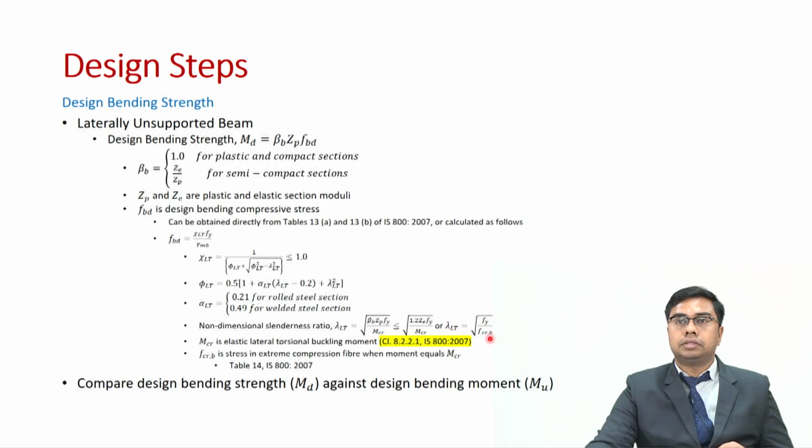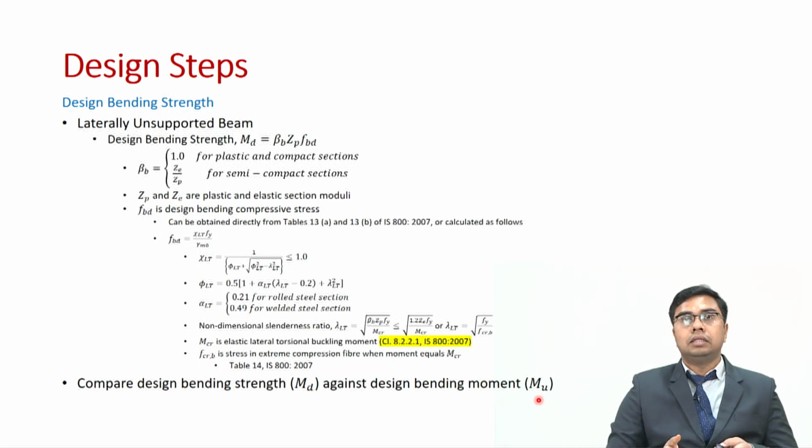And then all these depend on Mcr or fcrb, which are provided in Table 14 of IS 800:2007. I hope most of you are already familiar with this design step of a laterally unsupported beam. After finding the design bending strength, we shall compare the design bending strength against the design bending moment Mu.